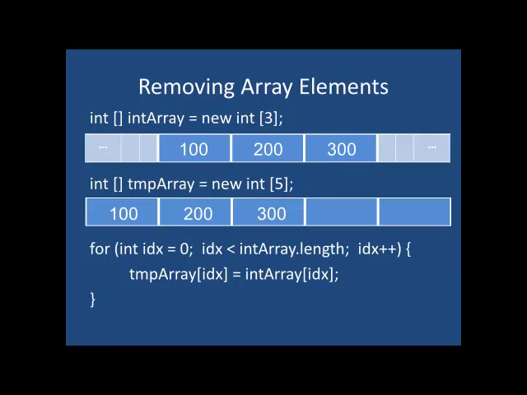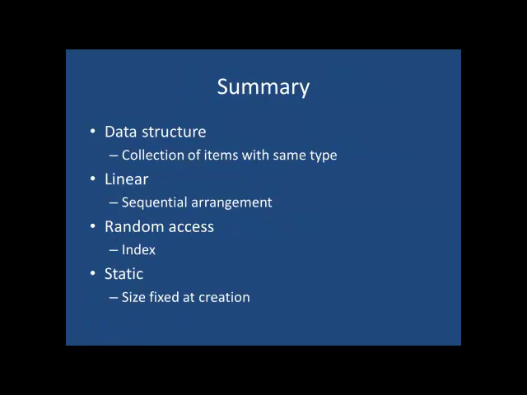Then we set int array to temp array, so we can continue working with int array and add more elements to it. In summary, an array is a data structure that stores a collection of elements with the same type sequentially in memory. An array allows random access. That means we can directly access an element at any position if we use its index. An array is static since its size is fixed when the array is created.